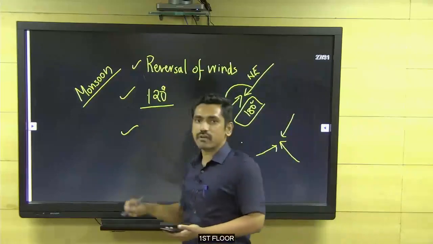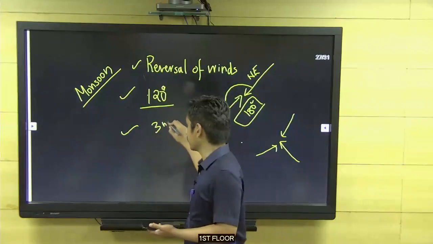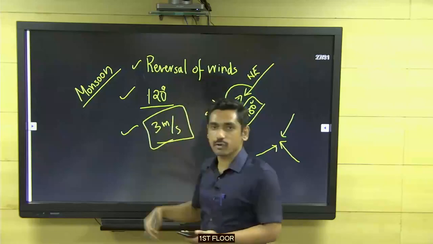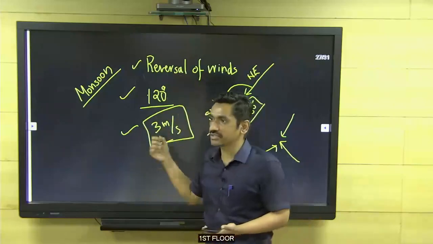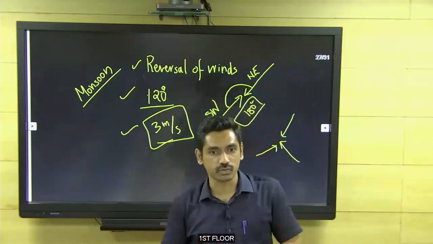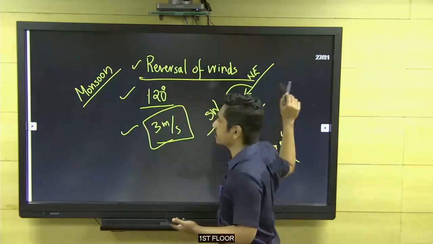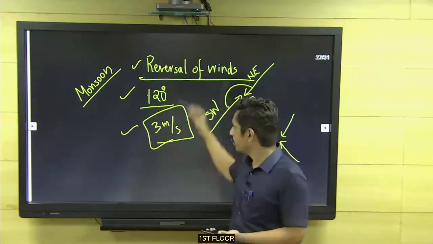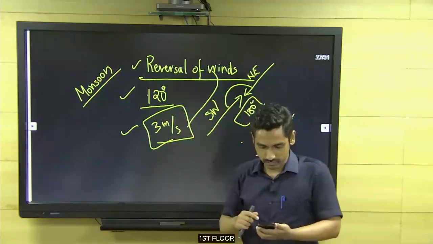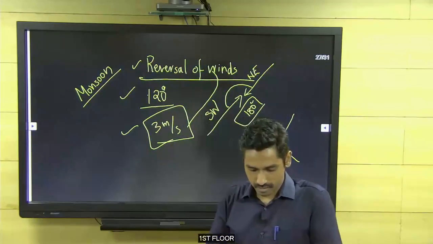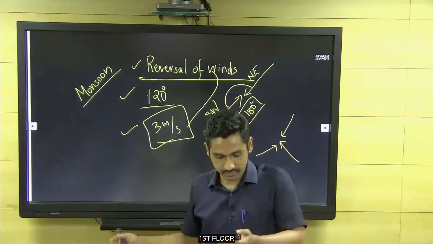Number three, you should have a wind velocity of at least 3 meters per second. So if all these three conditions are satisfied, then you call it a monsoon. If you're satisfying only one condition, it's pseudo monsoon. Maybe two you're satisfying, still pseudo monsoon. That's all. There's more to do with the list of conditions.